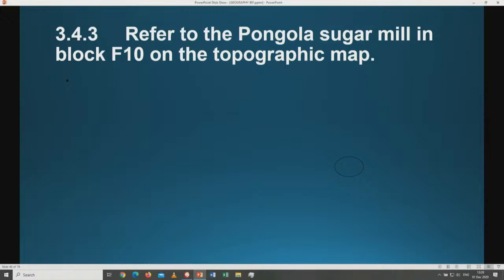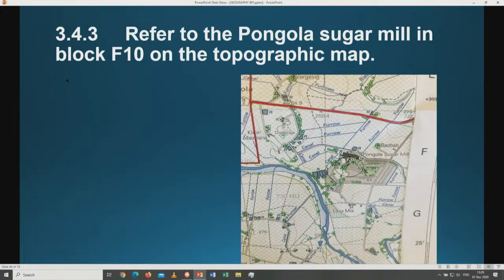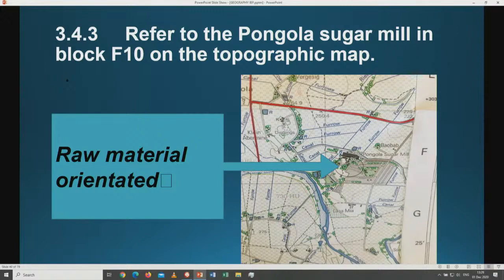Okay, the following question says, refer to the Pongola sugar mill in block F10 on the topographical map. Yes, and then there is the sugar mill that they are referring to. Now, when you look at this sugar mill, grade 12, in this block, the question was, is this an example of a raw material or a market-oriented industry? That is the question. So the answer here says, this is a raw material-oriented industry.